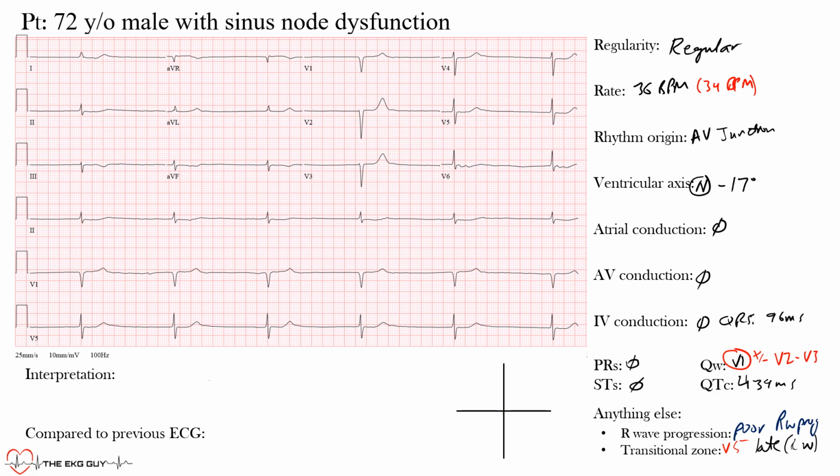We have a regular rhythm, a rate around 36 beats per minute, so slower, with likely AV junction origin, and that should tell you that we're dealing with junctional bradycardia. We'll get to this shortly, but this is junctional bradycardia as our underlying rhythm. The axis we said is within normal limits, slightly left shifted, but physiologically normal in this adult patient.